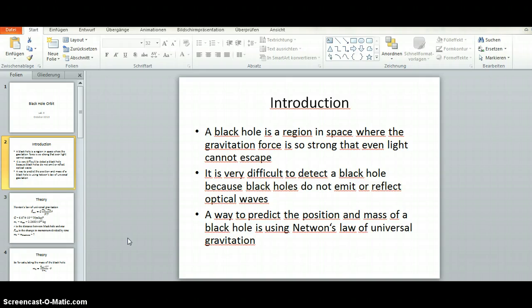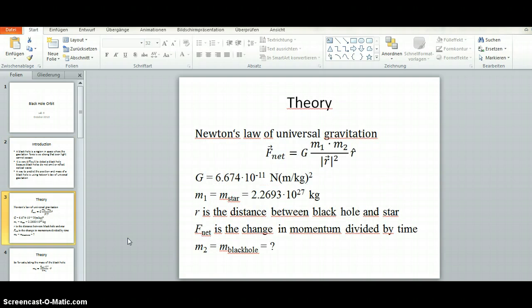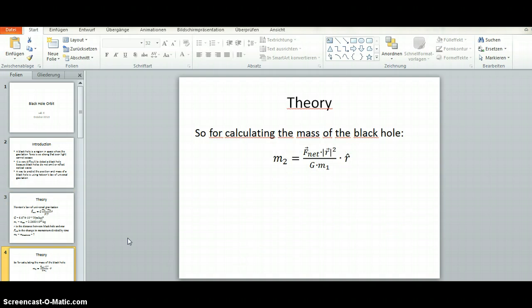A possible way to predict the position and the mass of a black hole is using Newton's law of universal gravitation. Newton's law of universal gravitation defines the net force equal to the gravitational constant G times the masses m1, which is the mass of the star, and m2, which is the mass of the black hole, divided by the square of the distance between the star and the black hole. If we can calculate the net force with the change in momentum over time, we can calculate the mass of the black hole with this equation.